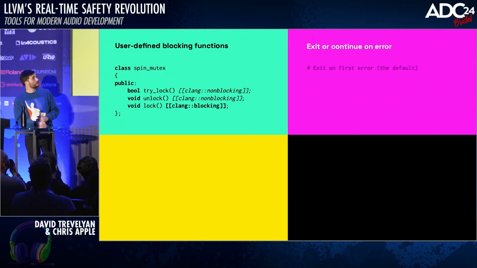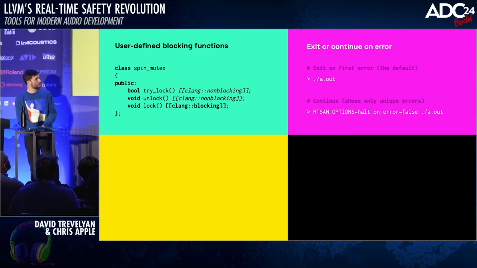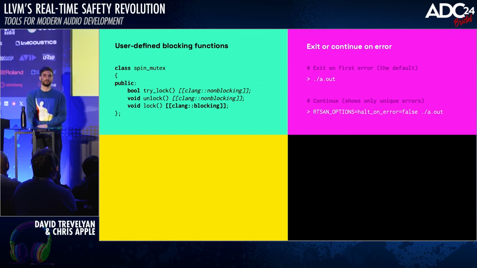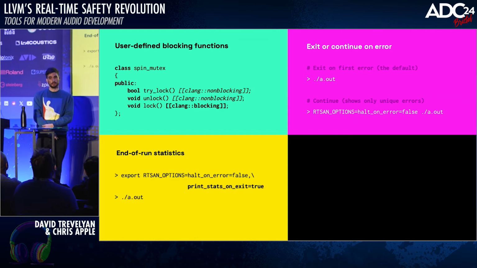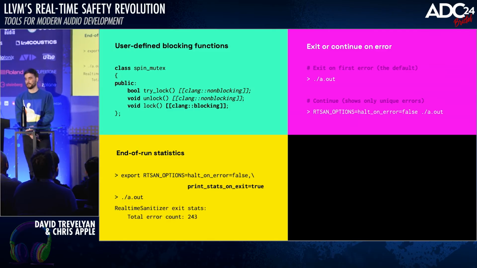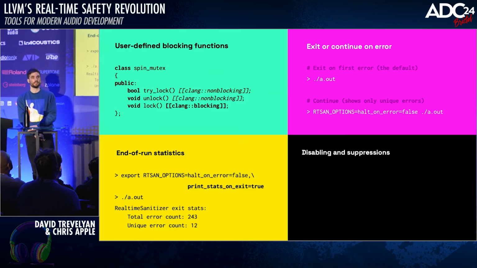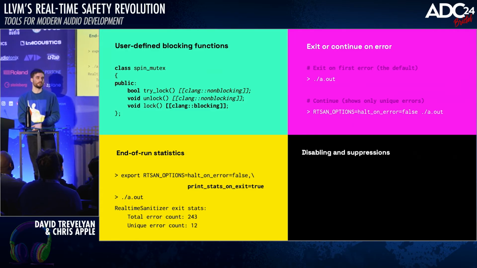You can choose whether to exit or continue on error. So the default is just to exit on the first error. You can also set this environment variable to tell Real-Time Sanitizer to just continue, and it will also deduplicate your errors for you. There are some nice end-of-run statistics that you can take a look at if you add to this environment variable.